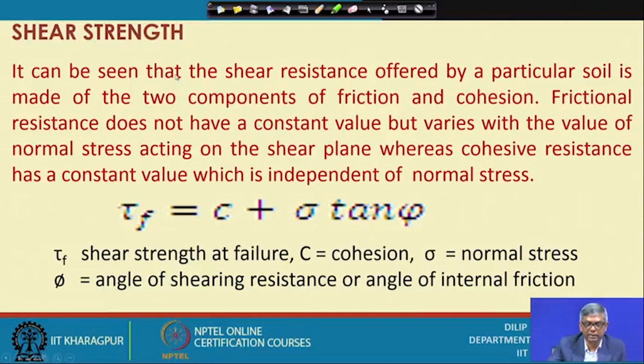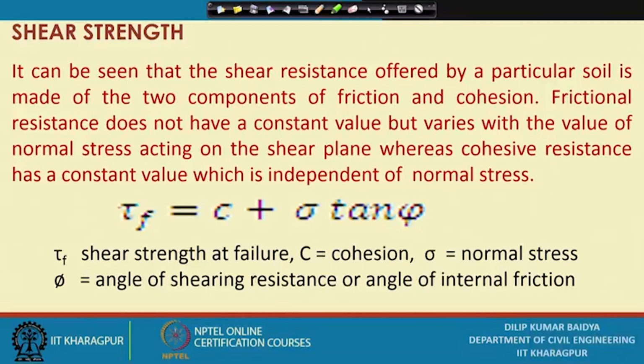It can be seen that the shear resistance offered by a particular soil is made of two components, friction and cohesion. As I have mentioned, some soil may possess only friction, some soil may possess only cohesion, and most soils possess both components. So the total shear strength comes from the contribution of both friction and cohesion.